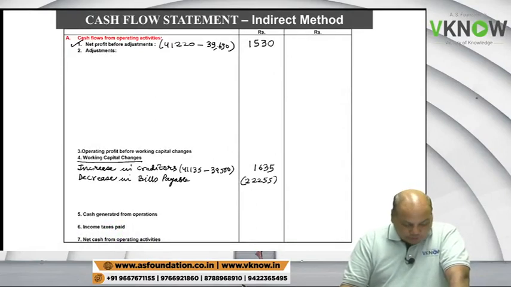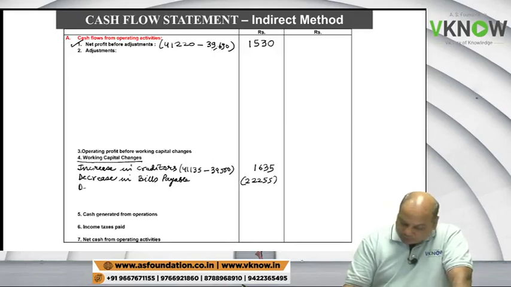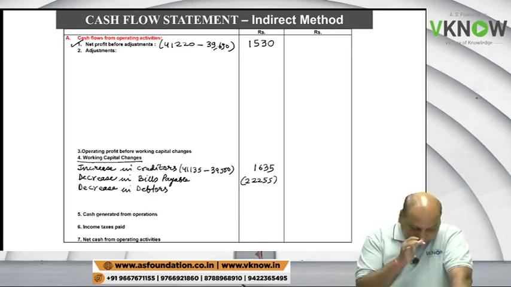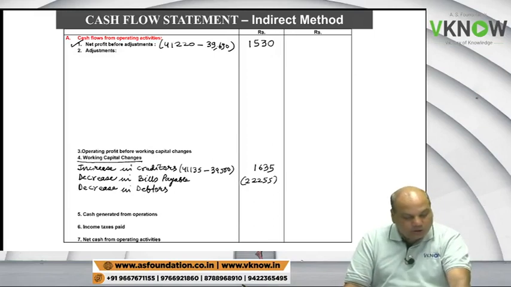So first you come to debtors. There seems to be some decrease in debtor. Main page, operating activity point 4, decrease in debtors. Please reply. Amount. Decrease in debtor is how much?